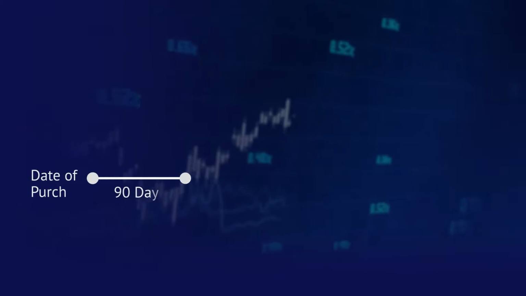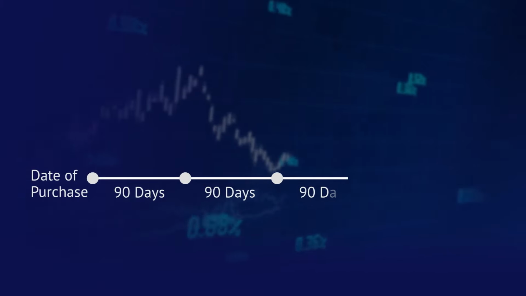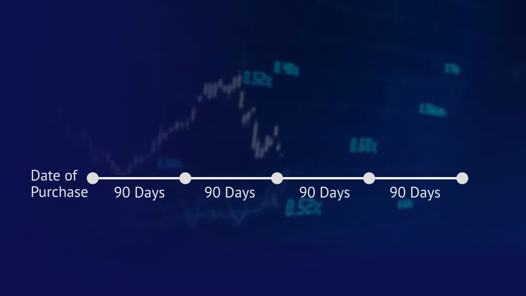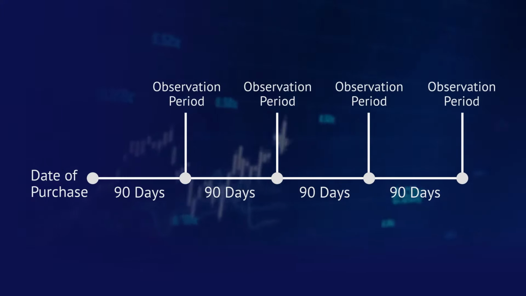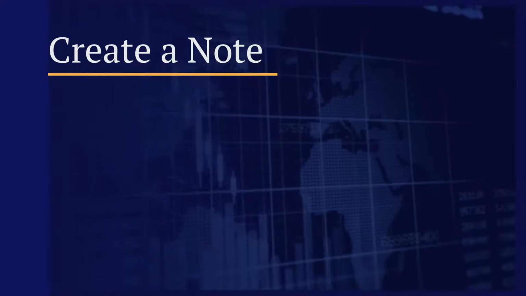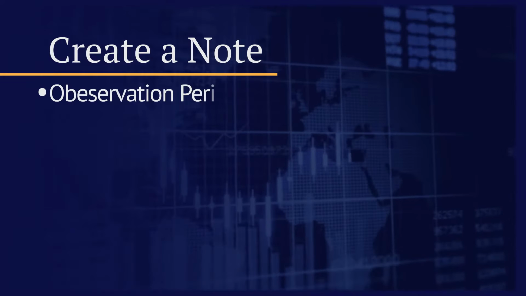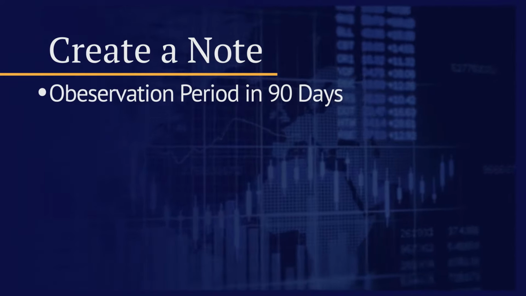We then determine how often we want to receive income. In most cases for us, we are doing quarterly, so every 90 days from the date of purchase, and those are called observation periods. We're going to take a look at how this note operates. So we created the note, let's say today. 90 days from now is going to be an observation period.